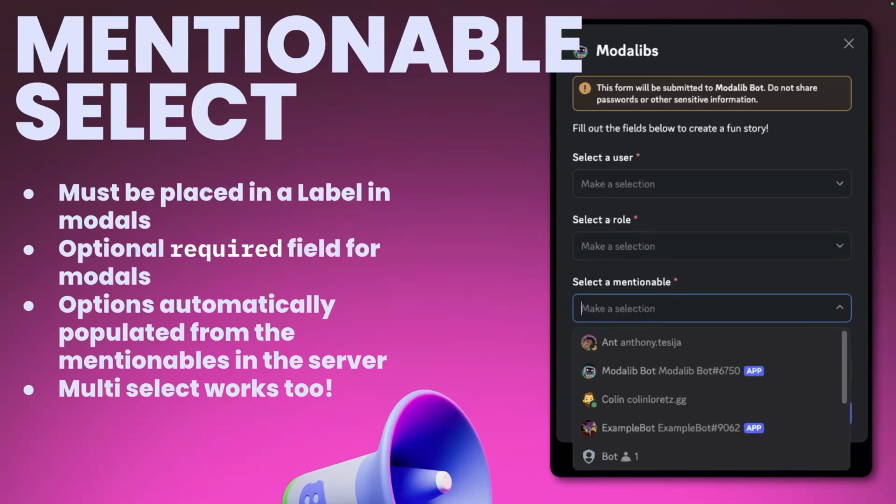And mentionable selects. These are kind of a mix between user selects and role selects, and they show all the users and roles in the server. So basically, anyone that comes up when you type @ they're in a mentionable select. And just like user and role selects, we'll resolve the user, member, and role objects, and they can be set as required in modals.